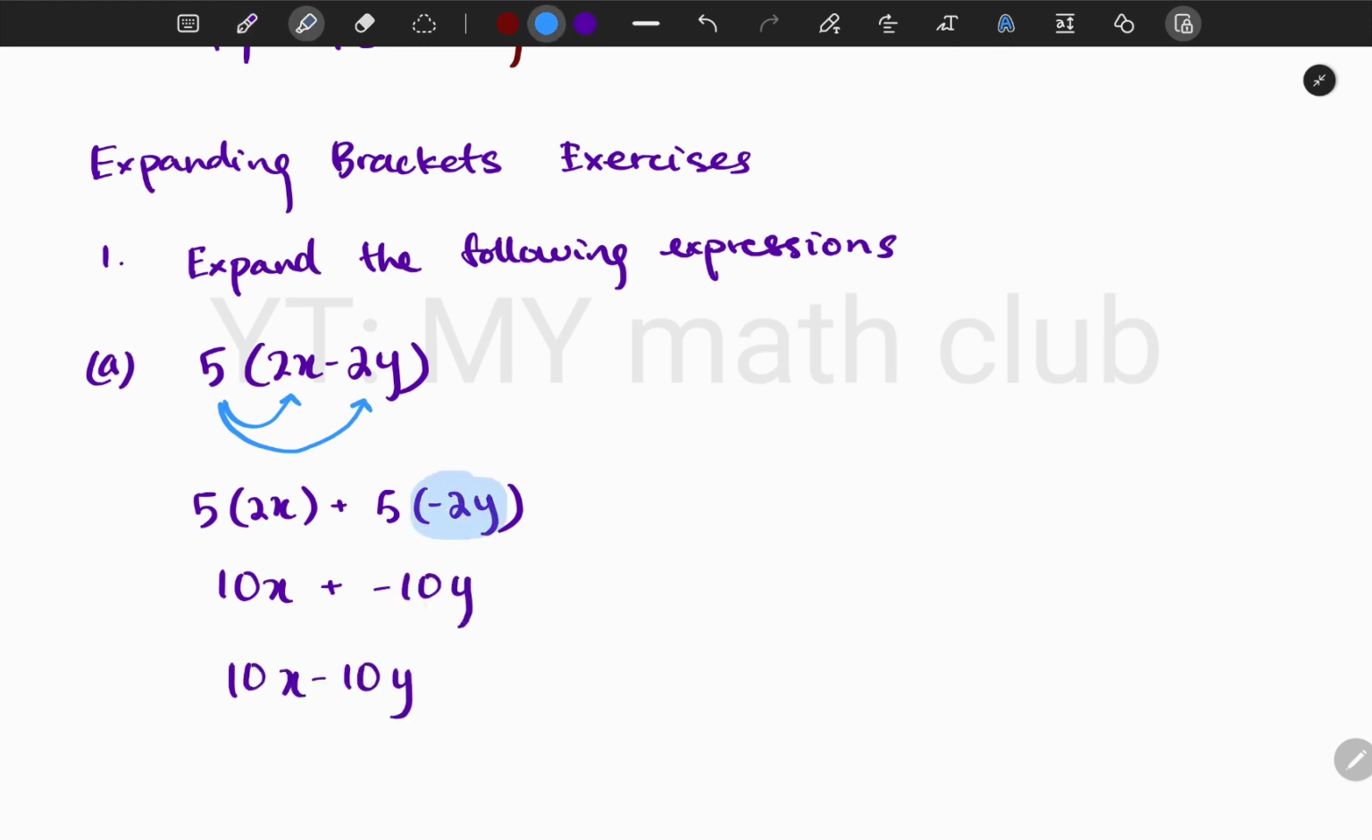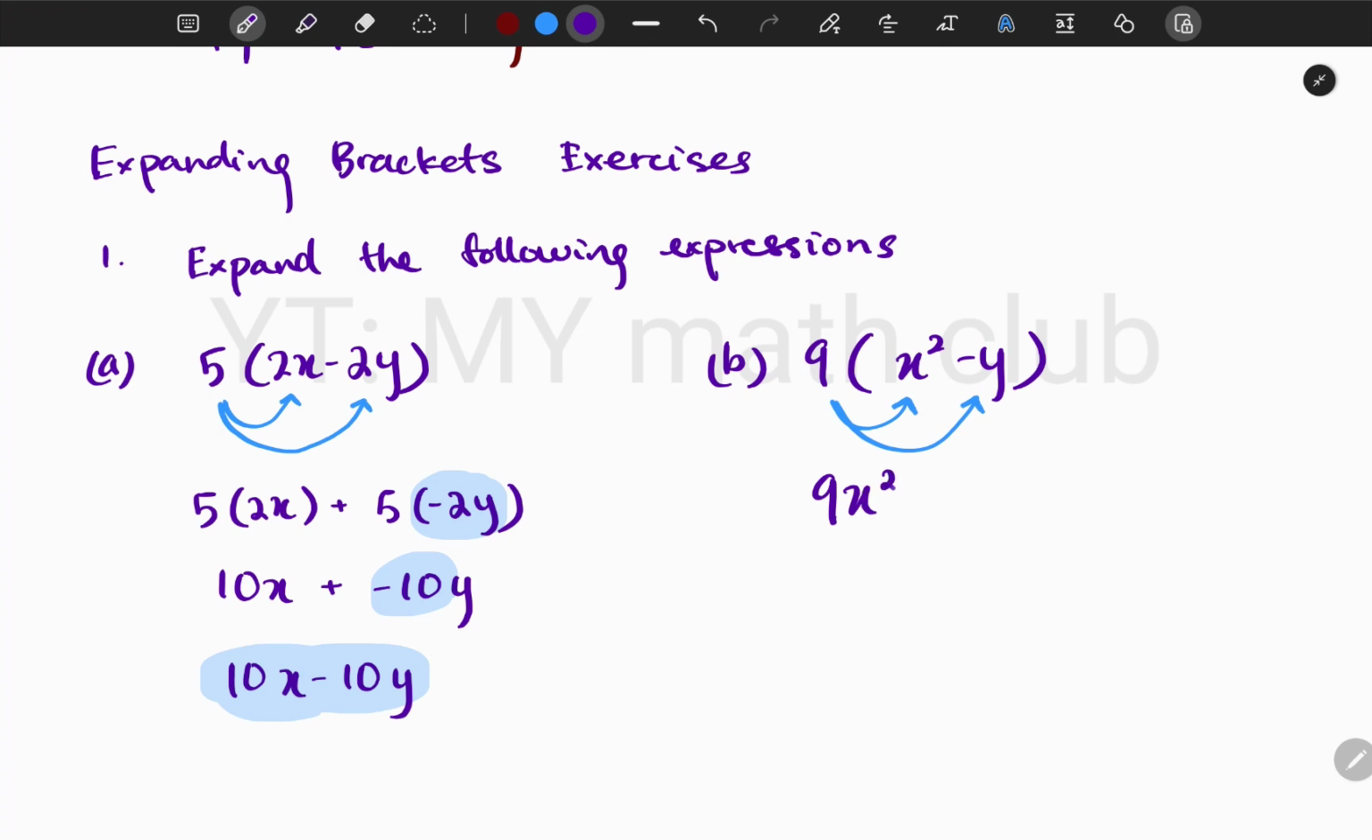Notice that I also involve the negative sign when I do the multiplication, which is also very important. Meaning to say, if the operation in the bracket is an addition, then you take it as though it is a positive number. But if it's a subtraction operation, you want to take it as though it is a negative number. Let's try another question. B: 9 multiply in brackets x squared minus y. Doing the distribution again, we find ourselves with 9 multiply x squared minus 9 multiplied by y.